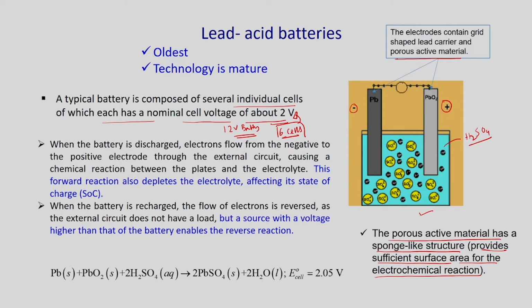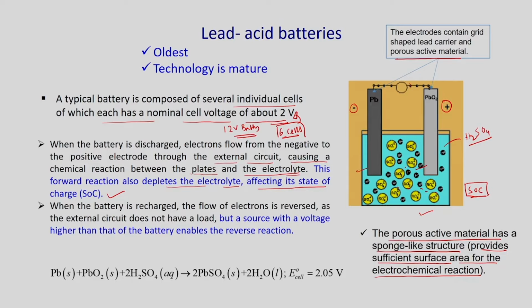Okay. When an external load is connected, electrons will flow from the negative to the positive terminal. So when the battery is discharged, the electrons flow from the negative to the positive electrode through the external circuit, which causes a chemical reaction between the plates and the electrolyte. These are the electrolytes here and these are the plates. This forward reaction also depletes the electrolyte, affecting the state of charge. SOC, we will define what SOC is.